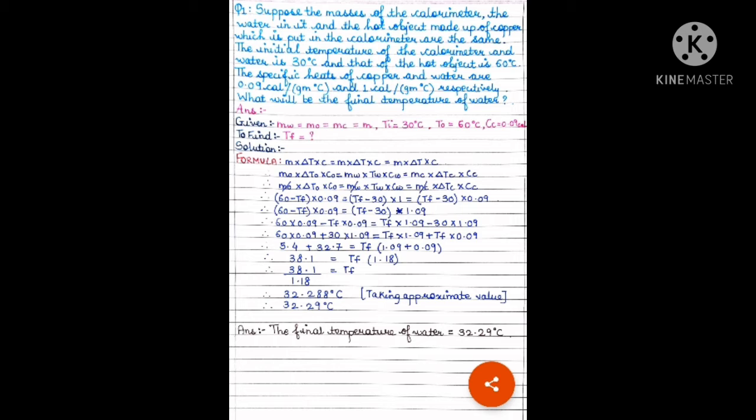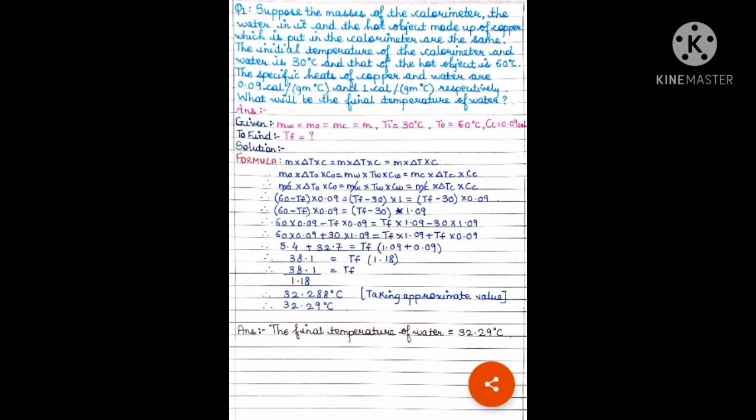Now multiplying 60 by 0.09 gives you 5.4, plus, the sign is plus, so 30 multiplied by 1.09 gives you 32.7, which will be equal to TF. TF we will write as common because it appears twice: TF into bracket 1.09 plus 0.09. It will give you 5.4 plus 32.7 is 38.1, which is equal to TF times 1.18. Now 38.1 divided by 1.18 is equal to TF.